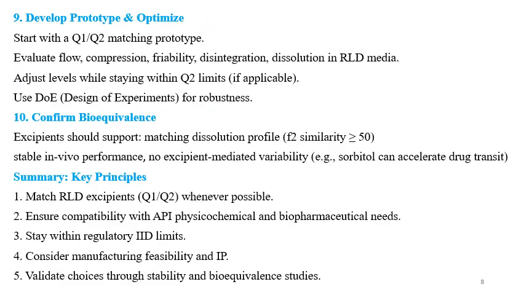Then develop the prototype and optimize it. If you have the Q1, Q2 data, then start with the Q1, Q2 matching prototype. Evaluate the properties like flow, compressibility, disintegration, dissolution, and always have multimedia dissolution to understand the effect of excipients. Adjust levels while staying within the Q2 limits. Use statistical software like DOE, design of experiments, for the robustness testing, and load the batches on stability to understand the best composition. Confirm bioequivalence.